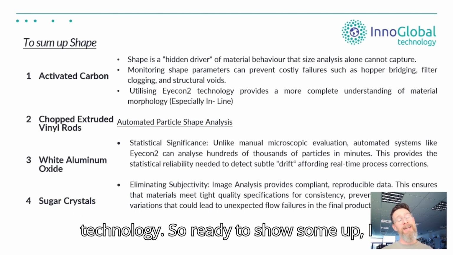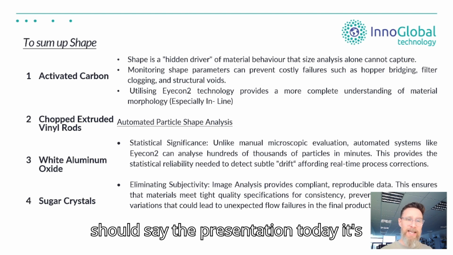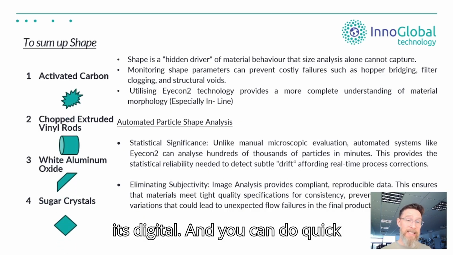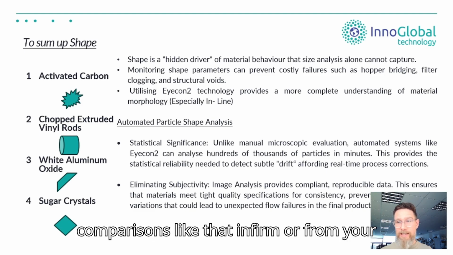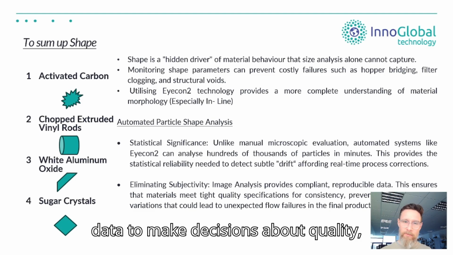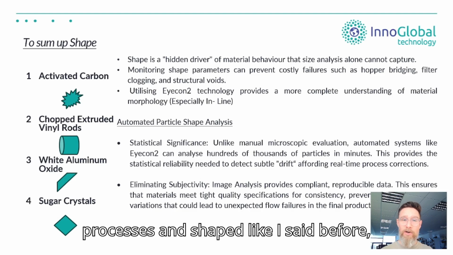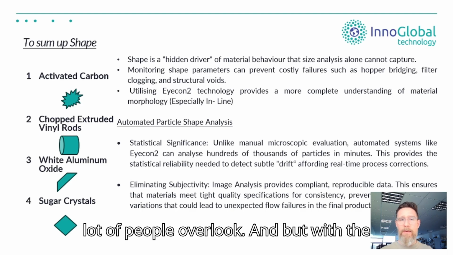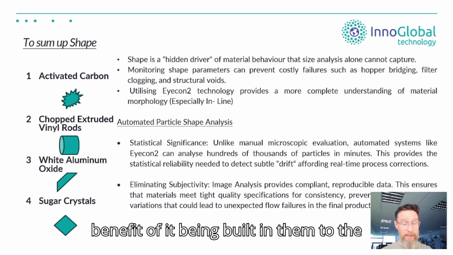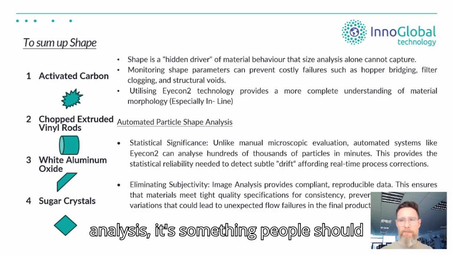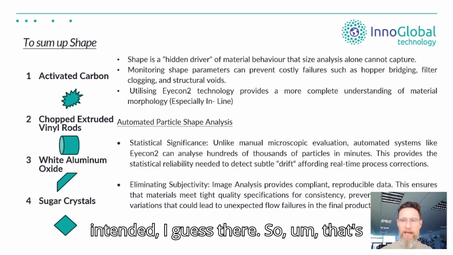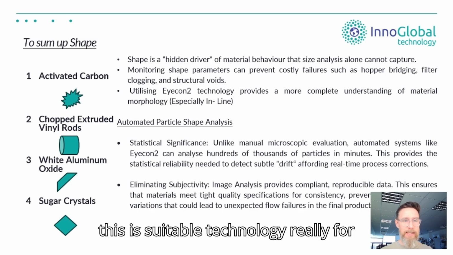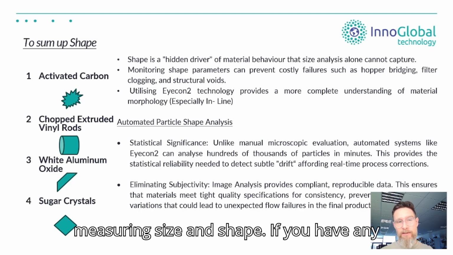So really to sum up, I should say, the presentation today is really just to give an idea of what this technology can do, that it's automated, it's digital. You can do quick comparisons like that to infer more from your data to make decisions about quality control of your products and processes. And shape, like I said before, is often like a hidden metric that a lot of people overlook. But with the benefit of it being built into the size and shape technology of image analysis, it's something people should take a closer look at. Pun intended, I guess there. So that's really it from me, just to show that this is suitable technology really for measuring size and shape.